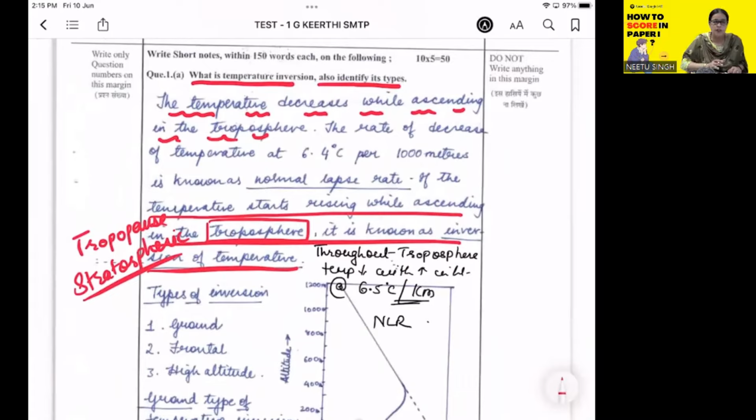So for this very conventional question, I'll ask you to take this as reference. Number one, talk about normal lapse rate. Number two, add on the meaning of inversion. Then take tropospheric and stratospheric inversion as two categories, and thereby you can write down the answer. This is the way the answer becomes foolproof.